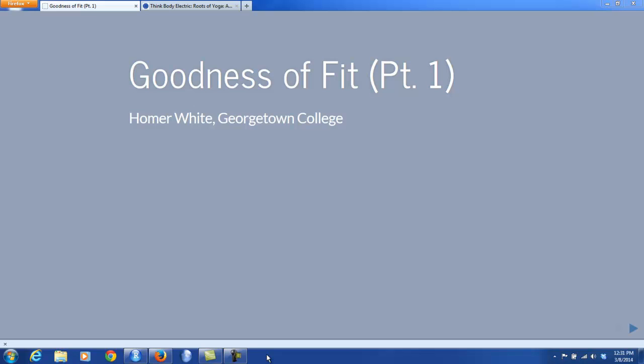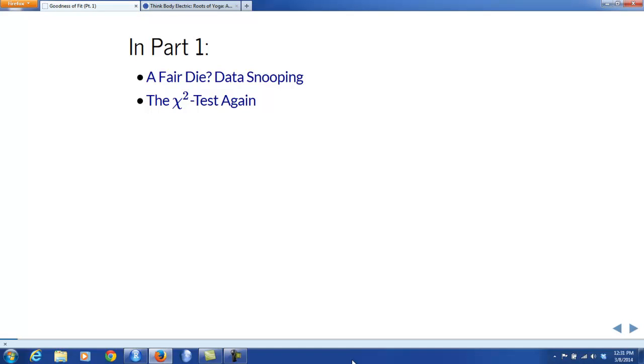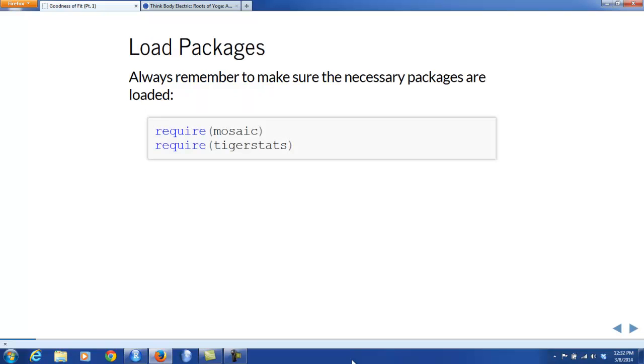This is on chi-square tests for goodness of fit. In this part, we'll look at an initial example about a question as to whether or not a certain die is fair. This involves the issue of data snooping and how to get around it. And we'll also see a new version of the same old chi-square test to apply to situations of this nature. Always remember to make sure the necessary packages are loaded.